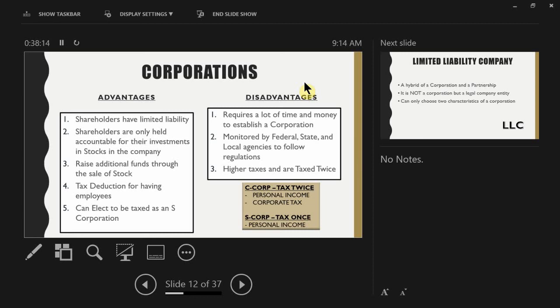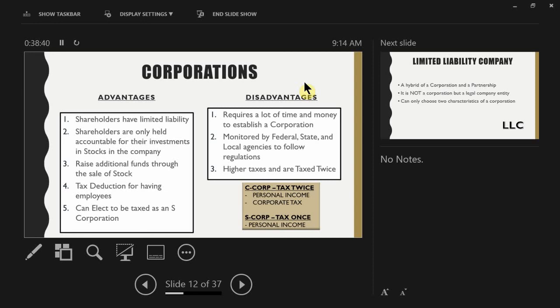And then number 4, tax deduction for having employees. As a corporation, you can get a huge tax break because as a corporate status, you have a gazillion employees. You can have anywhere from 50 to 100 employees. So again, we're looking at the business standpoint. If you have all these employees, of course you're going to get a huge tax deduction for it.